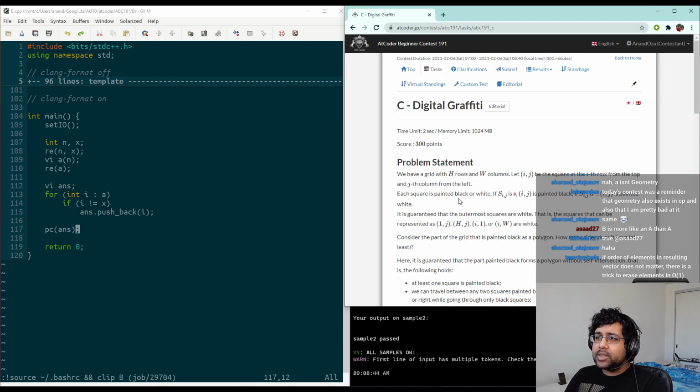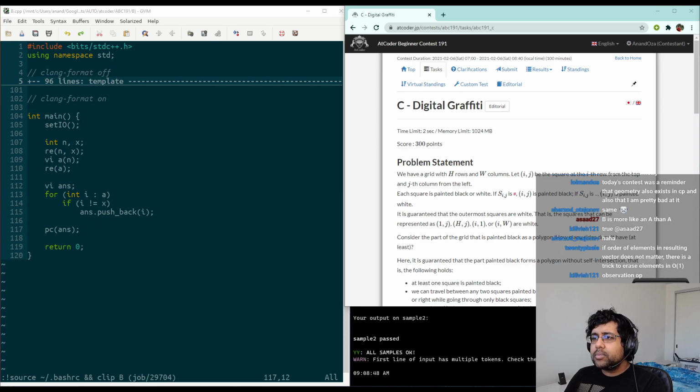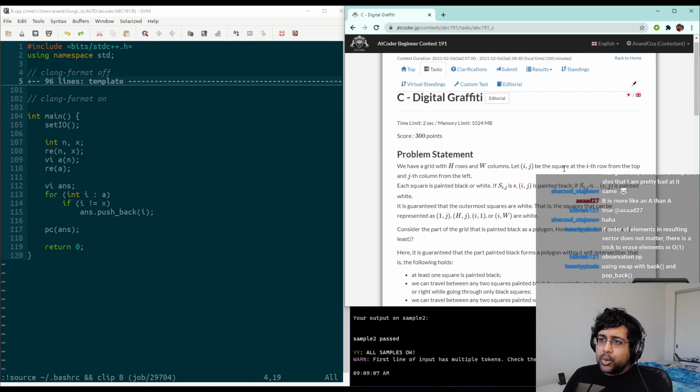If the order of elements... Oh, yeah. You can erase the elements in O(1). Is that like you swap them all to the end and then you shorten the vector? Cool, yeah.